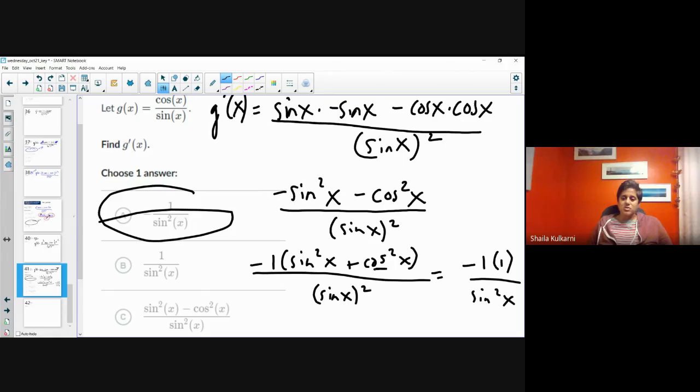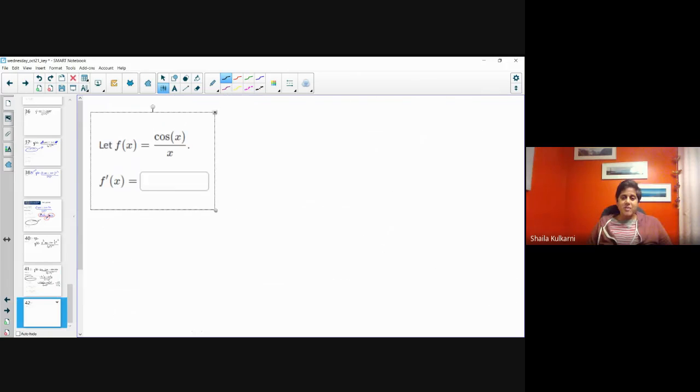Okay, again, cosine squared plus sine squared is 1. It's an identity. Last problem.